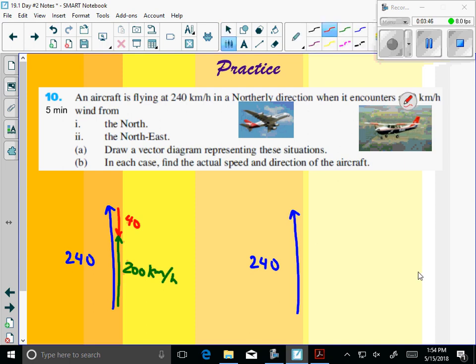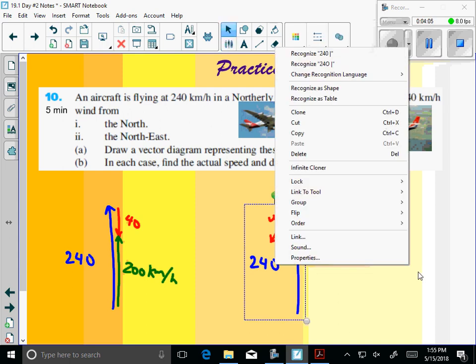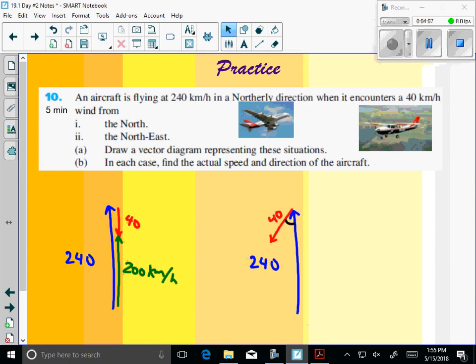But now the wind is coming from the northeast. So if it's coming from the northeast at the same speed, I know this angle. That angle would be 45. I want to move that over. Okay, now my resultant vector is no longer heading due north.